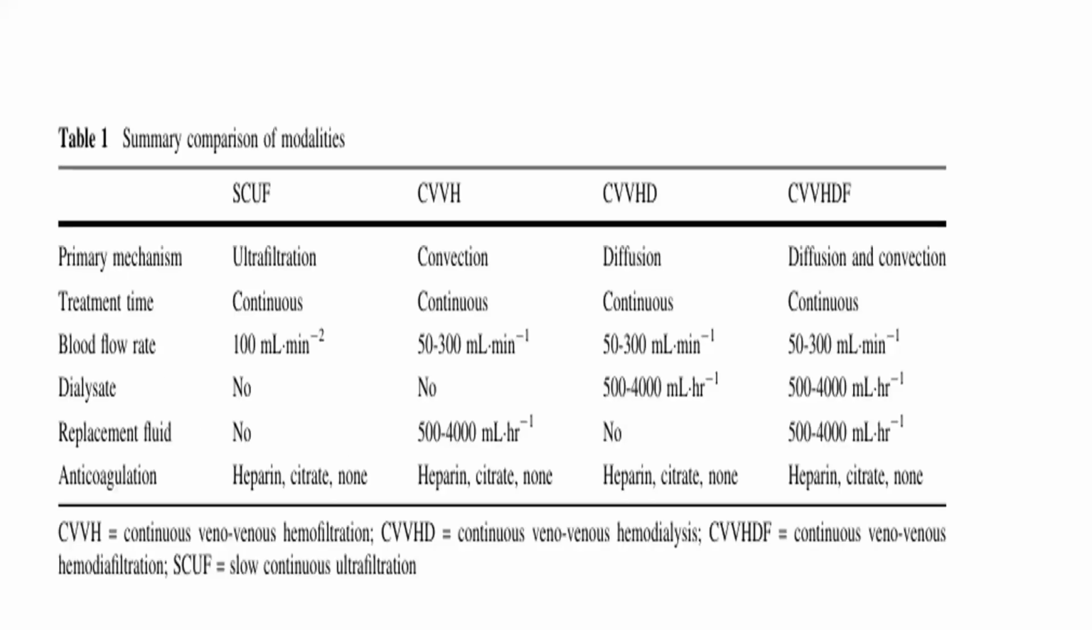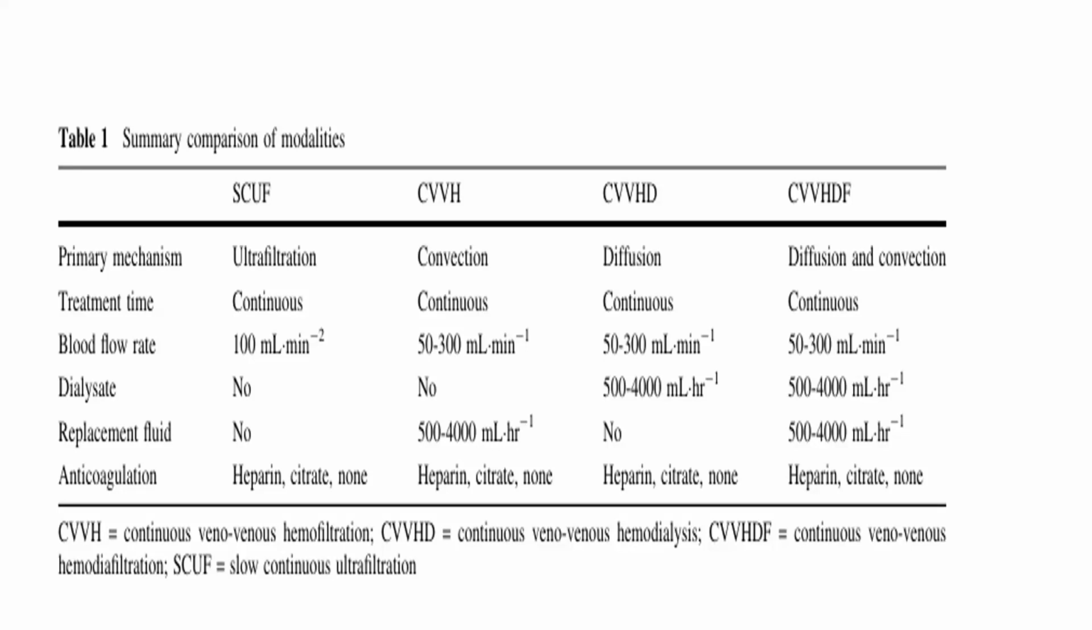Now, this is the summary comparison of the different modalities of dialysis. So, first is SCUF, which works by the principle of ultrafiltration. The blood flow rate is 100, and the anticoagulation that we are using is heparin. CVVH works by the principle of convection, and blood flow rate is 50 to 300. Anticoagulation that we are using is heparin.